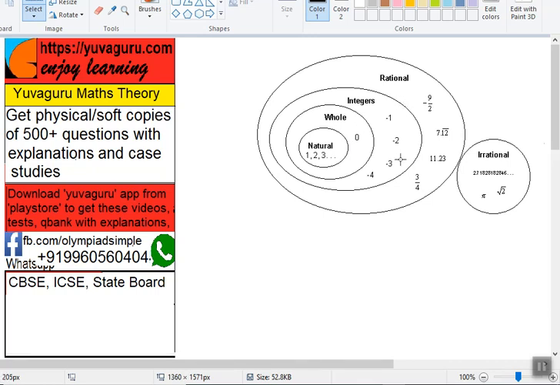Then if you add negative numbers to it, it becomes integers. Then if you add the fractions to it, it becomes rational. And the rational is altogether a big ball game actually. And then we have irrational, and these all are called real numbers. And there is also one more concept called imaginary numbers. We have already covered this in Knowing Your Numbers.